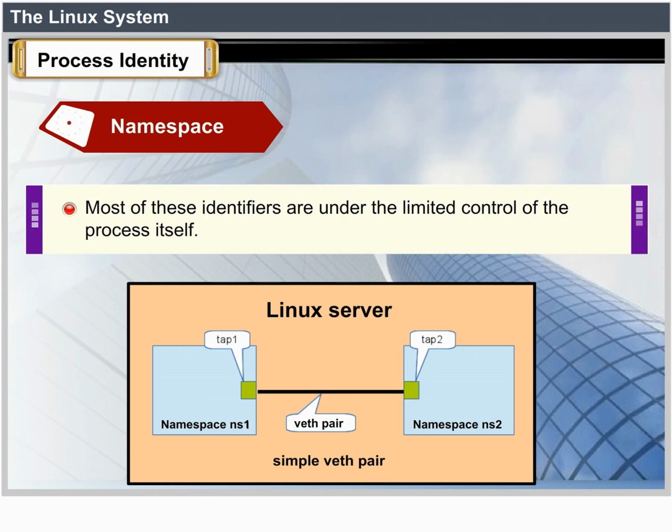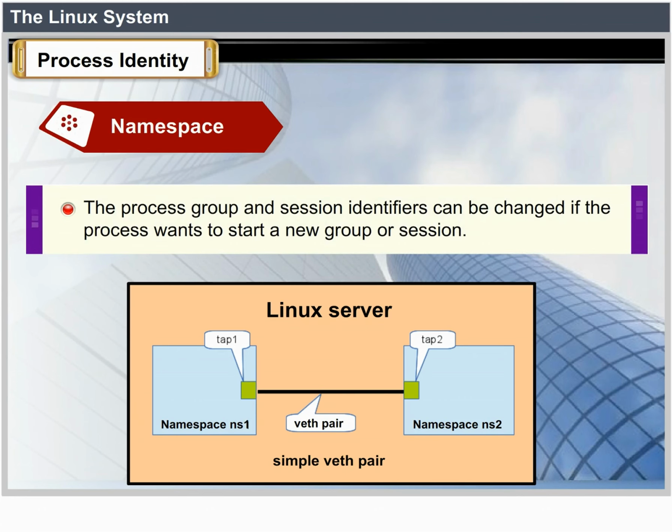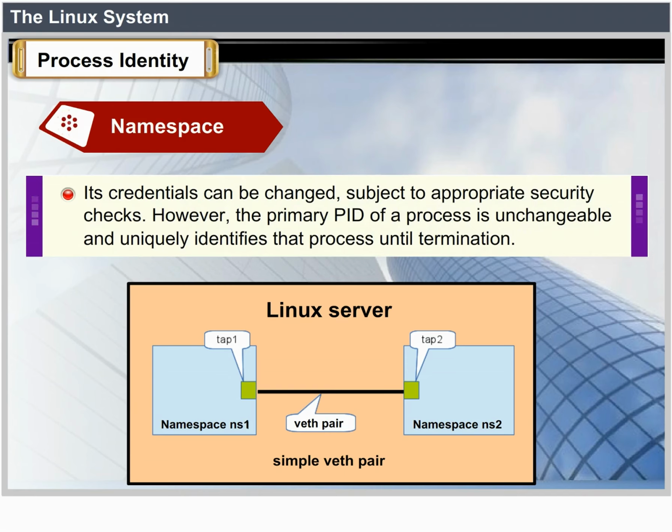Most of these identifiers are under the limited control of the process itself. The process group and session identifiers can be changed if the process wants to start a new group or session. Its credentials can be changed, subject to appropriate security checks. However, the primary PID of a process is unchangeable and uniquely identifies that process until termination.